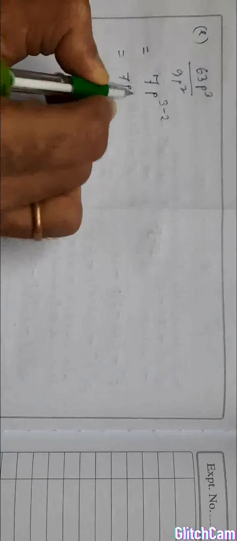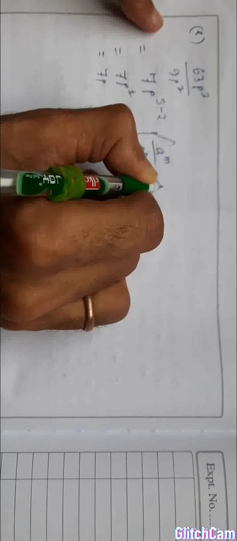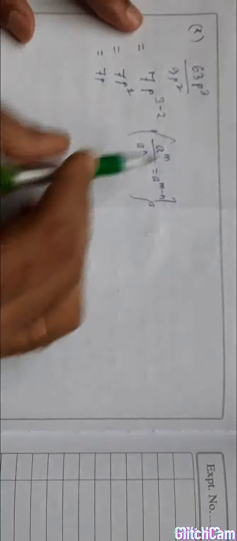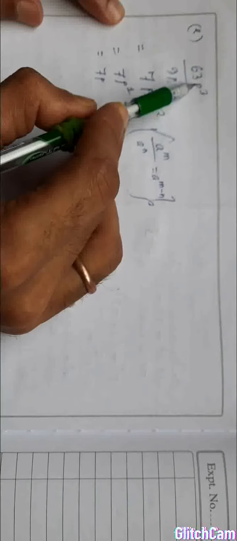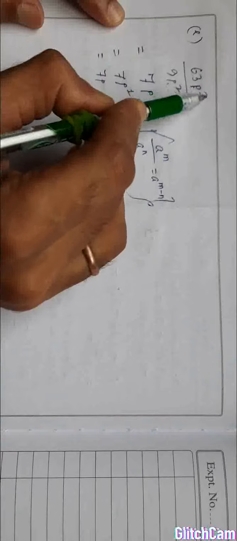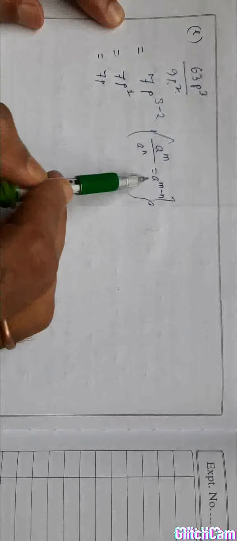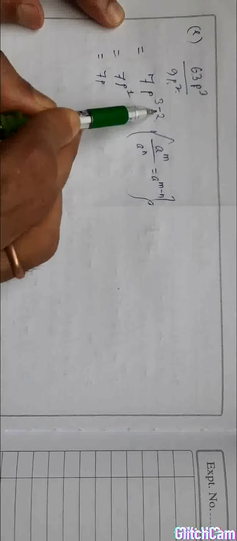Here the reasoning is a to the power m divided by a to the power n is equal to a to the power m minus n. So here it is p cube divided by p square. So it is p to the power 3 divided by p to the power 2, which is p to the power 3 minus 2. That is a to the power m divided by a to the power n, which is a to the power m minus n. 3 minus 2 is 1. So 7p to the power 1, which can be written as 7p.